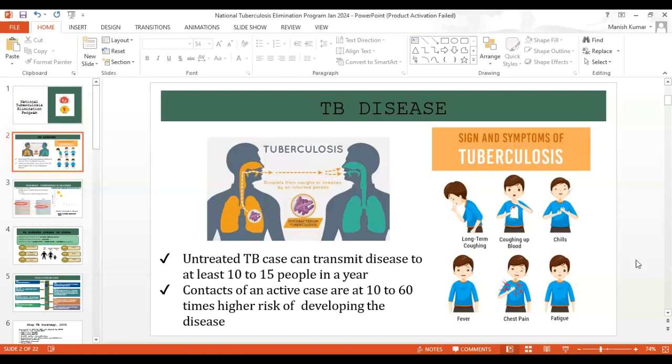untreated TB patients can transmit this disease to multiple healthy persons in a year, and those persons who are staying with a TB case are at risk of getting tuberculosis from them. There are multiple signs and symptoms of tuberculosis: cough for a long time, cough with blood, patients getting chills, fever, chest pain, and fatigue.